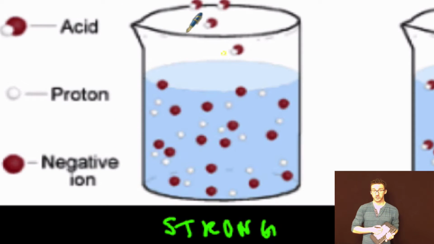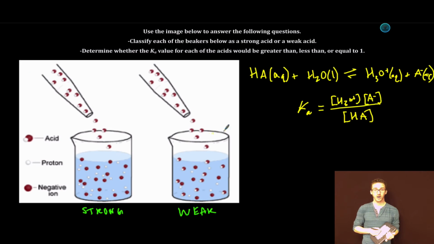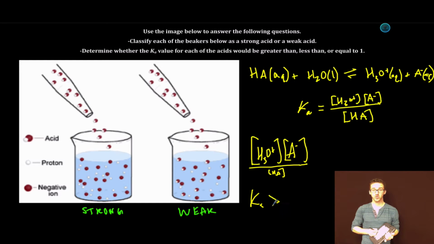Let's go back to our strong acid and think about what is in solution. For our strong acid, we have mostly hydronium ion and conjugate base. We have virtually no original acid molecules. So Ka is going to be greater than 1. And that's true for all of our strong acids. Ka will be greater than 1.